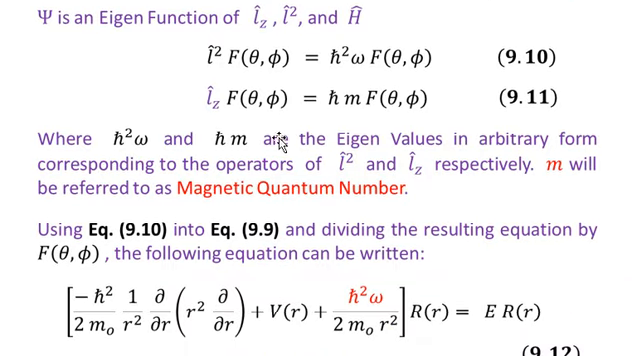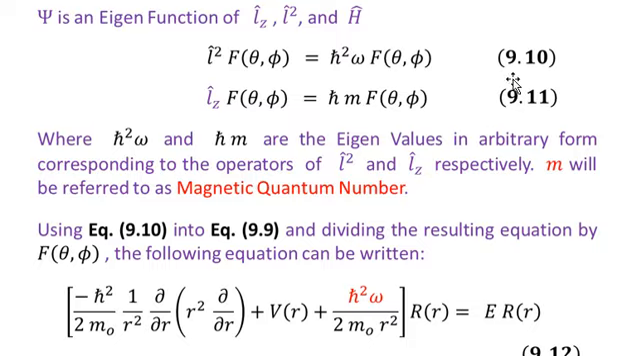Here h bar square omega and h bar m are the eigenvalues in arbitrary form corresponding to the operators L square and Lz respectively. M will be referred to as the magnetic quantum number. So you see that here m is unknown. We don't know whether omega and m are quantum numbers or not. We shall explore them in greater detail in the next few pages. But here I have given m the name magnetic quantum number, and later we shall find this out. For the time being, bear with me that m is actually the magnetic quantum number.